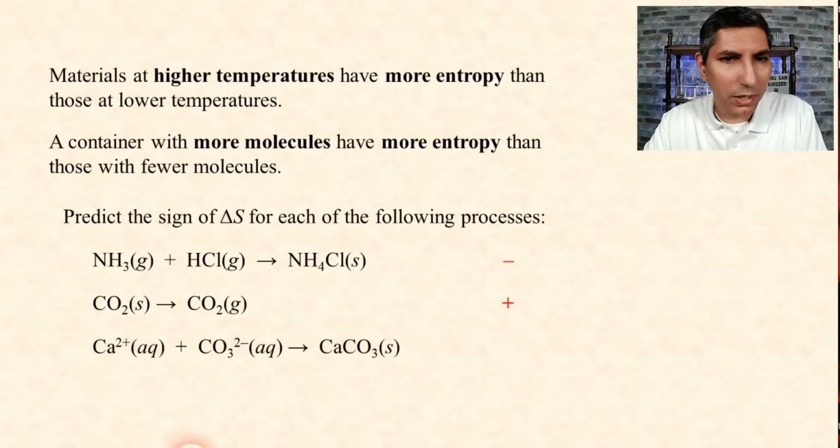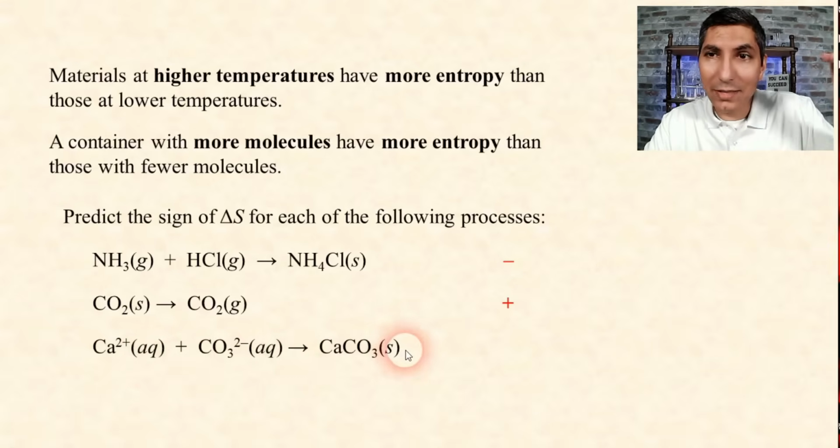How about this one here? We have 2 ions that are aqueous, they're swimming around in solution, and they end up turning into a solid. Well, aqueous has a fairly high entropy, and solids have the lowest, don't they? So that's a drop in entropy, negative sign of delta S.